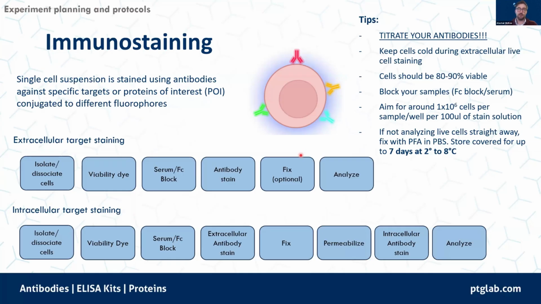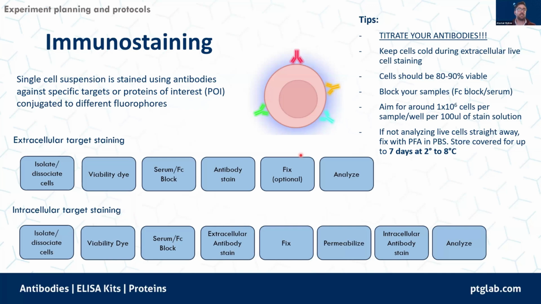You do have the option of doing a fix during your extracellular staining before you go into analysis. If you are fixing your samples, I would strongly recommend that you don't keep them for more than about 7 days in the fridge. After that time, I think sometimes you need to consider whether or not your antibodies are going to perform as well as they would have done closer to your stain day.